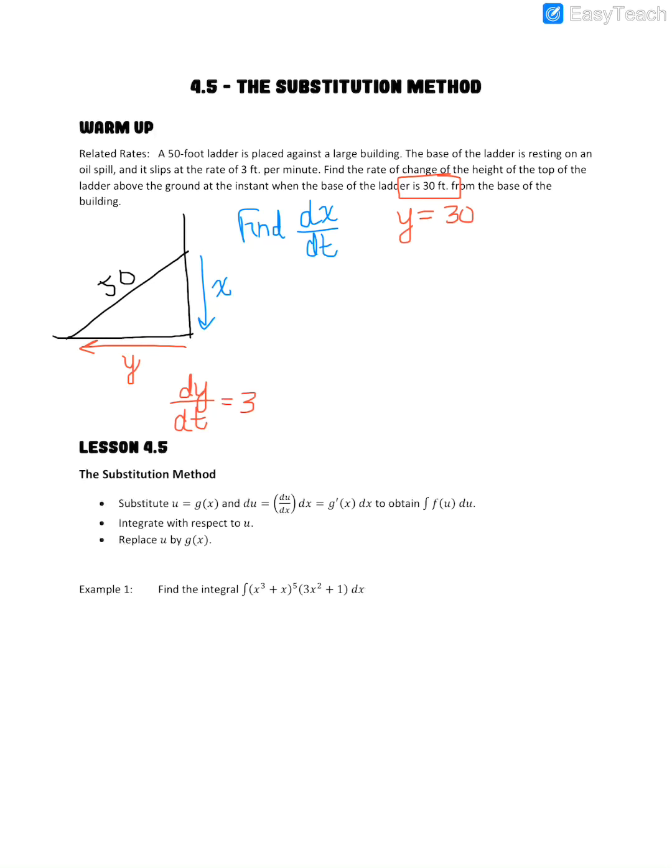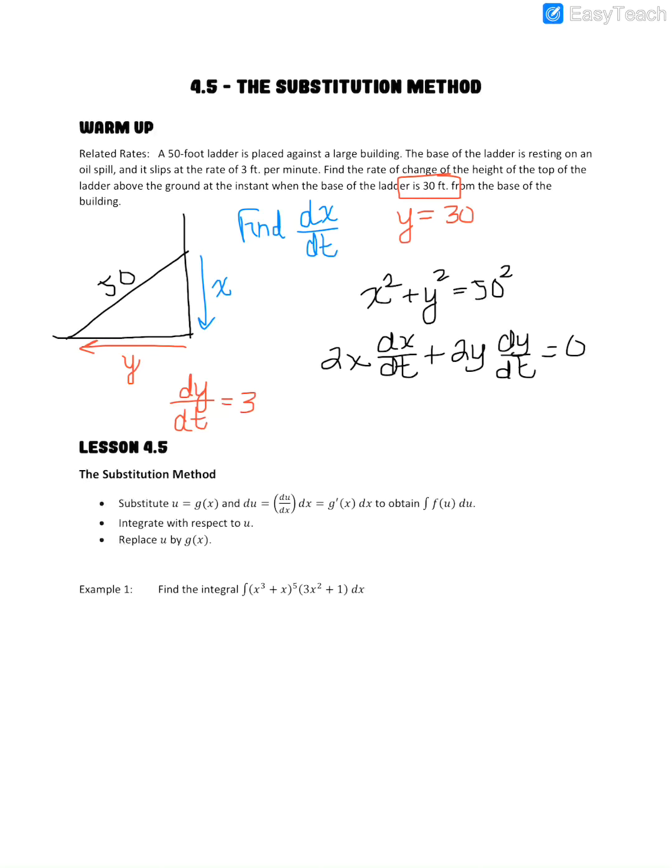All right, so let's set up our equation. I think I want to use the Pythagorean theorem here. So this is going to be x squared plus y squared equals 50 squared. And now I'm going to go ahead and do my derivative. So I get 2x dx/dt plus 2y dy/dt. And then the derivative of a constant is always 0. So I don't even care what 50 squared is.